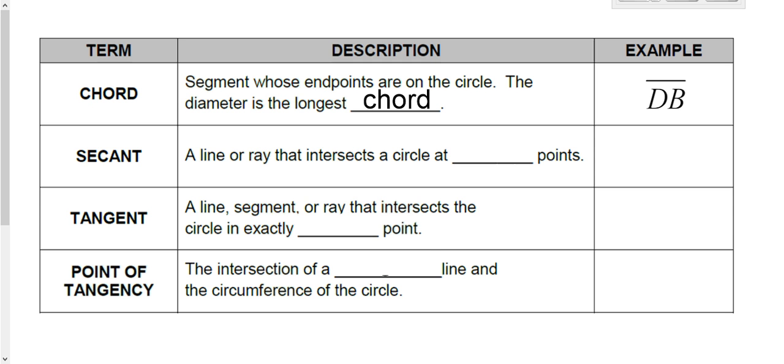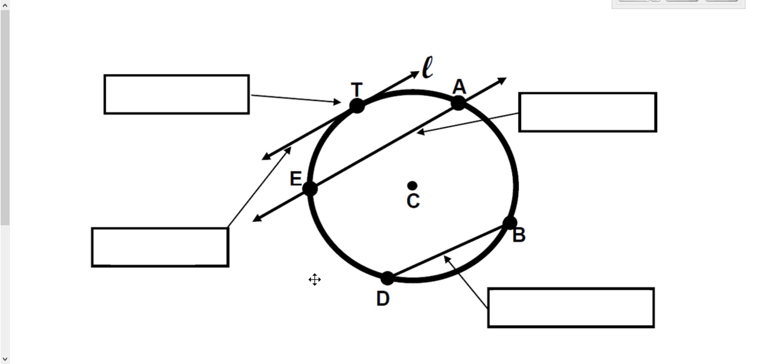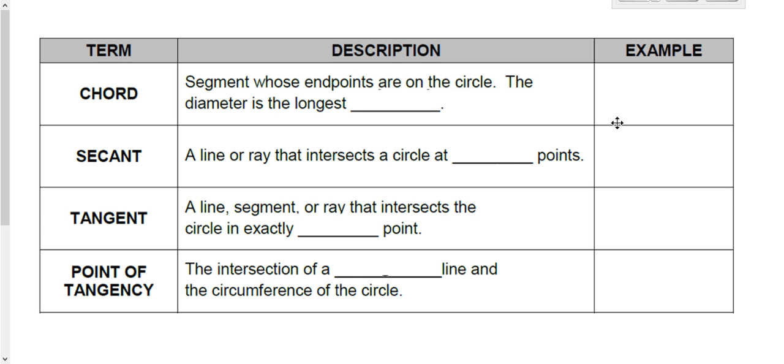So let's look at DB. DB right here, so that's our chord. Now you'll see later that this is going to be something different, but you can talk about just the segment EA instead of the whole line EA. Segment EA is also a chord, but the line EA is called something else. We'll see it in a minute. So we did our chord.